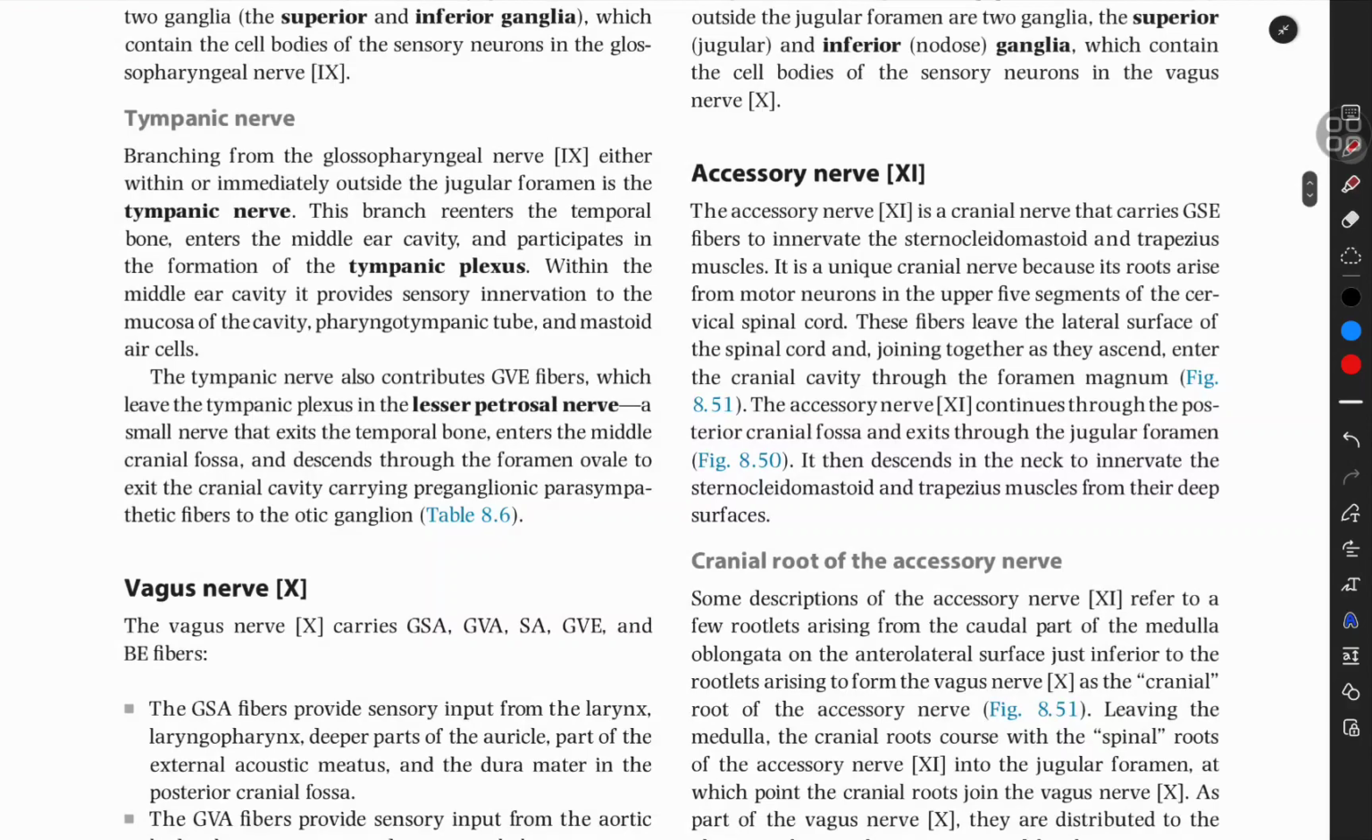The tympanic nerve branches from the glossopharyngeal nerve either within or immediately outside the jugular foramen. This branch re-enters the temporal bone, enters the middle ear cavity, and participates in the formation of the tympanic plexus.